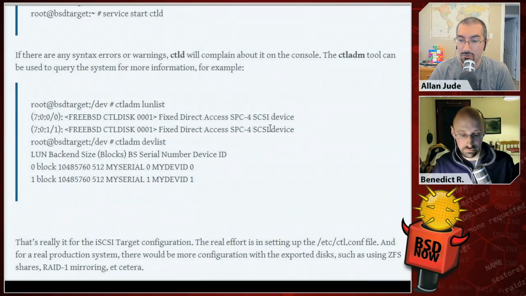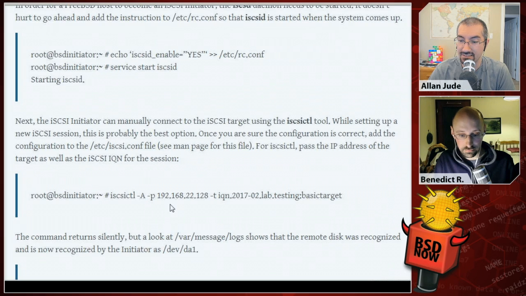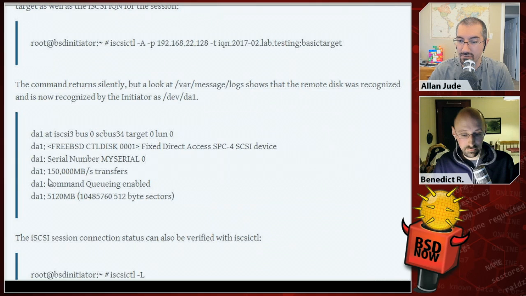So then over on the client side, you need to create either an iscsi.conf or use the iscsictl command line to specify the IP address and name of the device. And then you can just enable iscsi with sysrc and start the service. And now it will connect. And when it does, you'll see a new device show up on your system. In this case, da1, because da0 was the disk in the client.